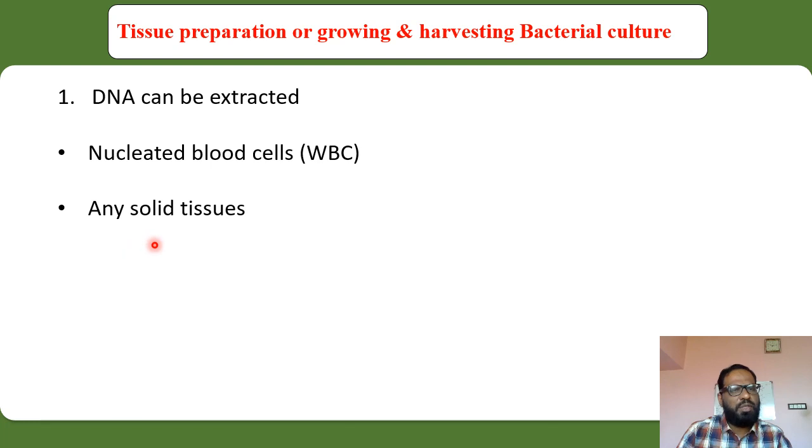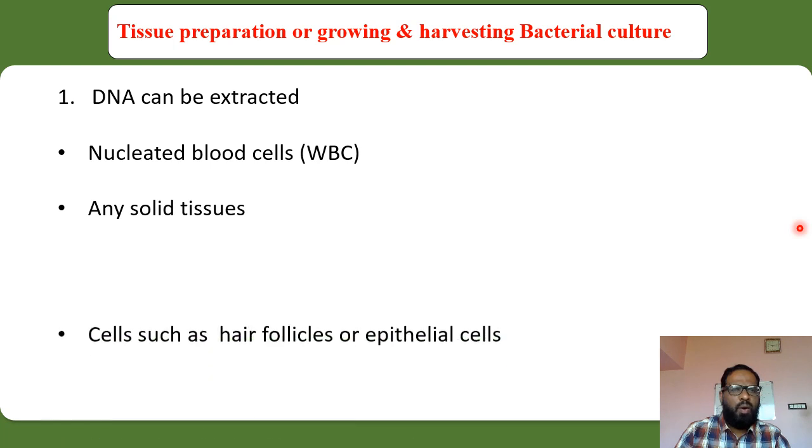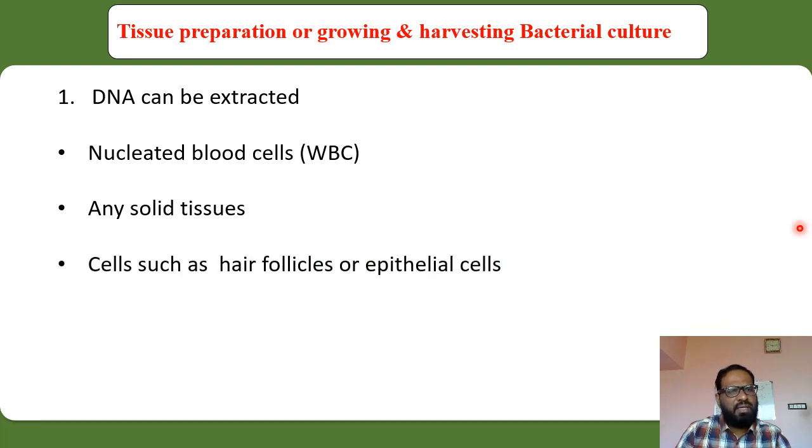And we use the solid tissue only when we don't have nucleated blood cells available. Then we have to go for the solid tissues only. Okay. And the third type of material used for the extraction of DNA is the hair follicles. You might know that even from a single hair you can extract the DNA molecule.